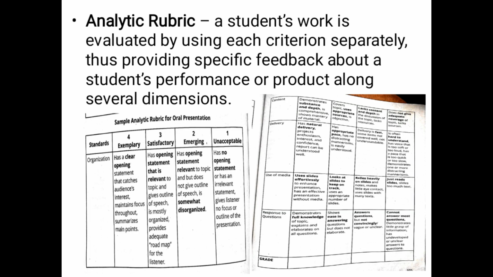And the last but not the least type of rubric is called analytic rubric. A student's work is evaluated by using each criterion separately, thus providing specific feedback about a student's performance or product along several dimensions. This is most applicable for assessing a complex performance or product.